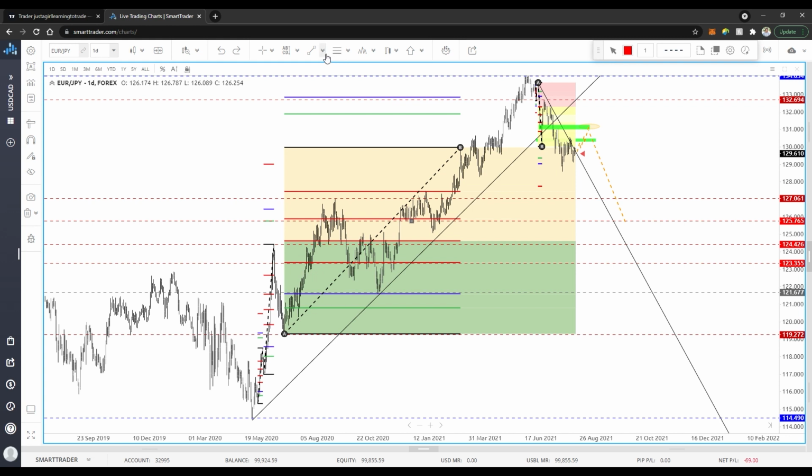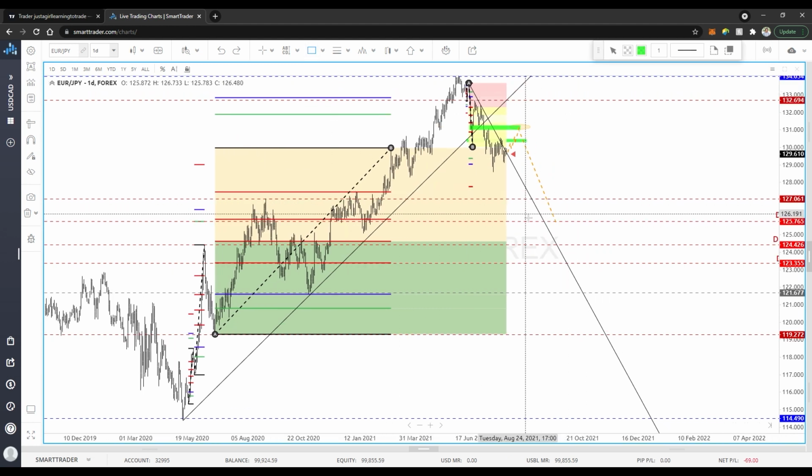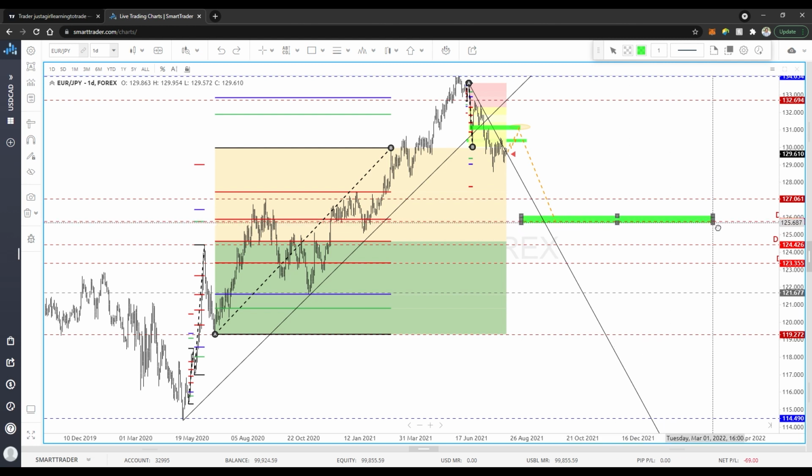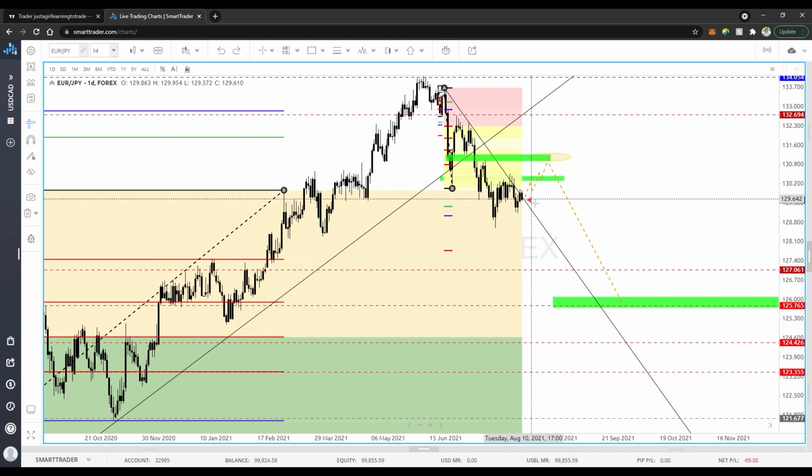So my bias, and I'm not telling you guys what to do. You have to do your own analysis to come up with what you think is happening in the market. I'm just showing you how I mark up charts. But my bias on this one is going to be short. I think there is a potential opportunity for a short-term play to this zone here before making a continuation to the downside.